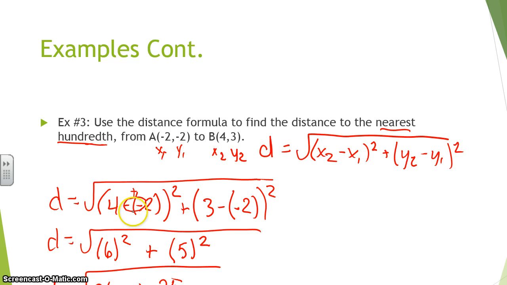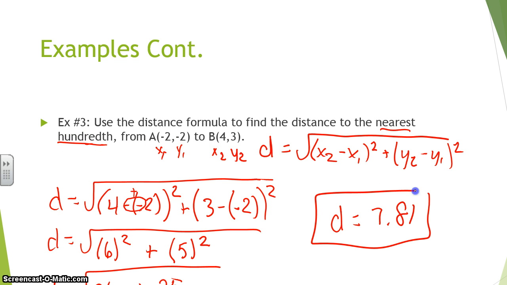Notice how I solved this using order of operations, and I added these, and everything is still left within the square root sign. At the very end, when I have d equals the value under the square root, now I take the square root of 61 to find my distance. So my distance, when I take the square root on my calculator, square root of 61 is going to give me 7.81, which is rounded to the nearest hundredth, and that will be my final answer there for example 3.